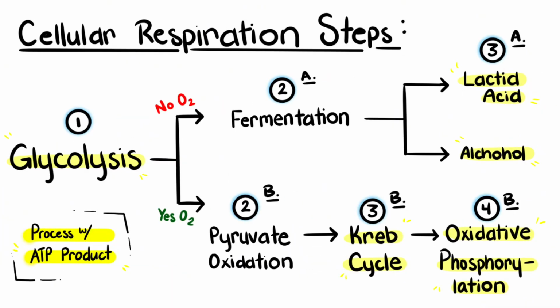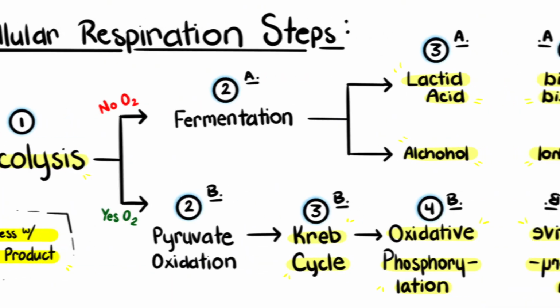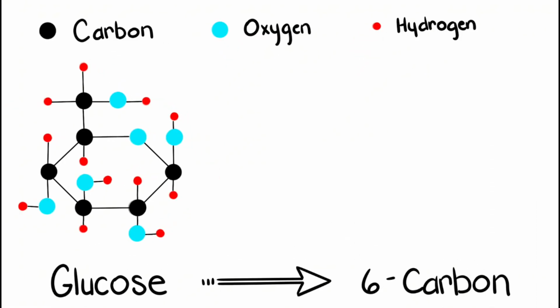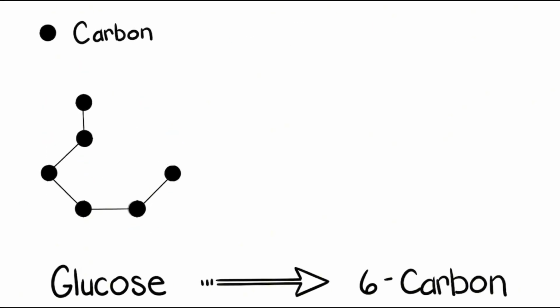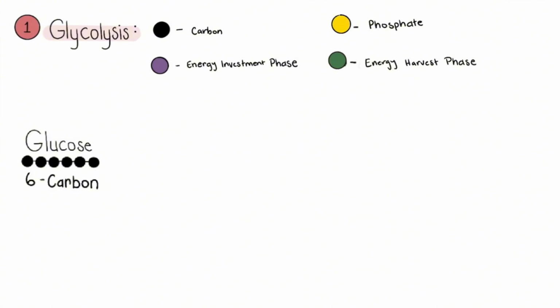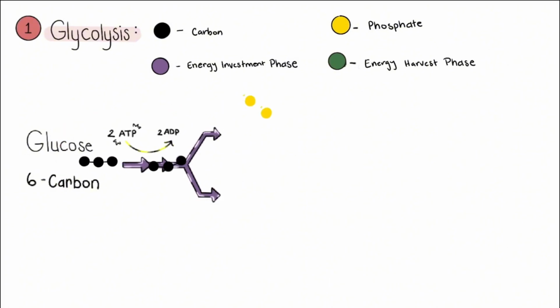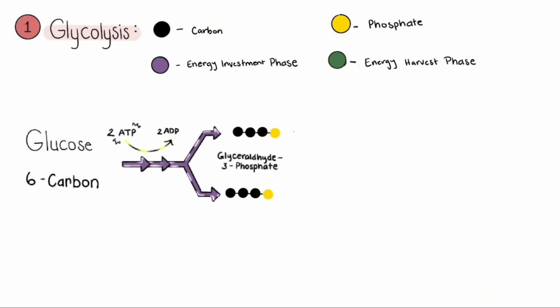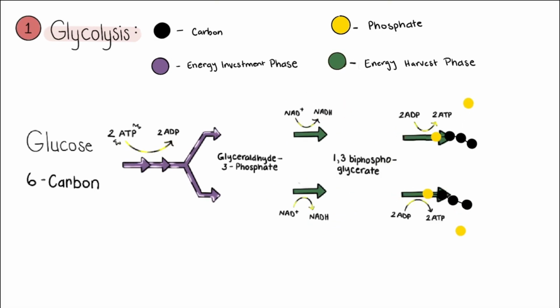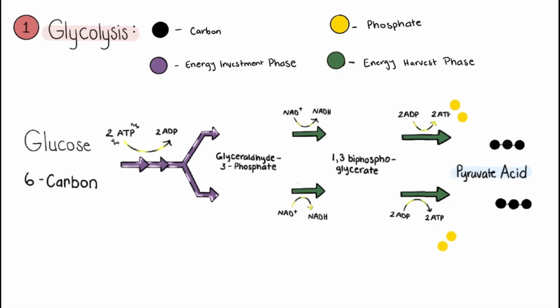Now these are the steps that involve ATP as a product, but let's start with the beginning, glycolysis. Now this is the molecule for glucose, but let's just simplify this to the 6 carbons. These 6 carbons go through energy investment and energy harvest phases, shown in the animation right now. Energy is added and taken away as phosphates get added and taken away, until we get to 2 pyruvic acid.